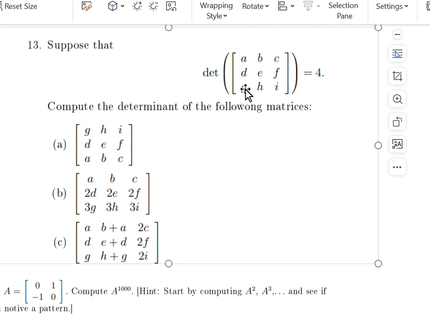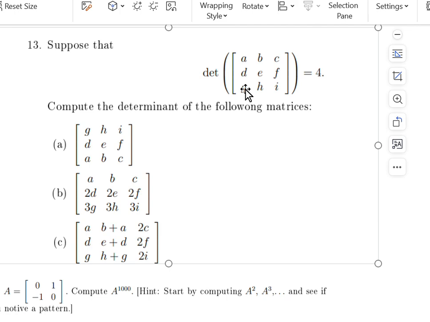So when you multiply your rows by a constant, as I said, you multiply the determinant of the original matrix by the constant. So now the determinant of B would actually be 4 times 2 times 3. So 4 times 2 gives us 8, and 8 times 3 gives us 24. So the determinant of B is equal to 24.